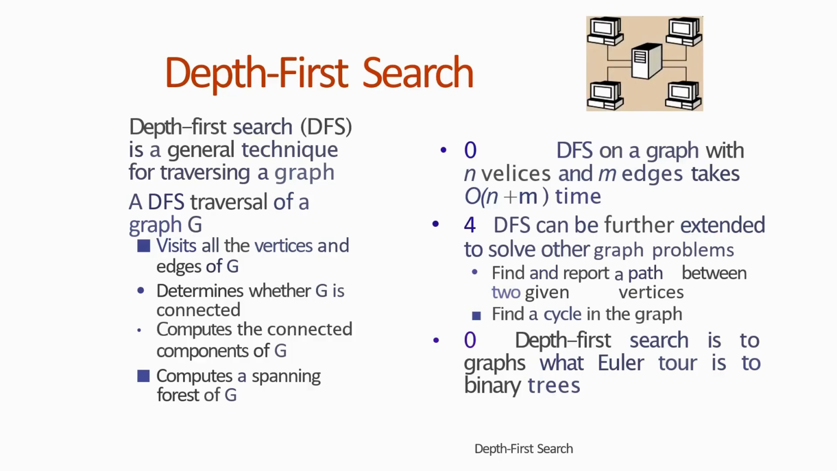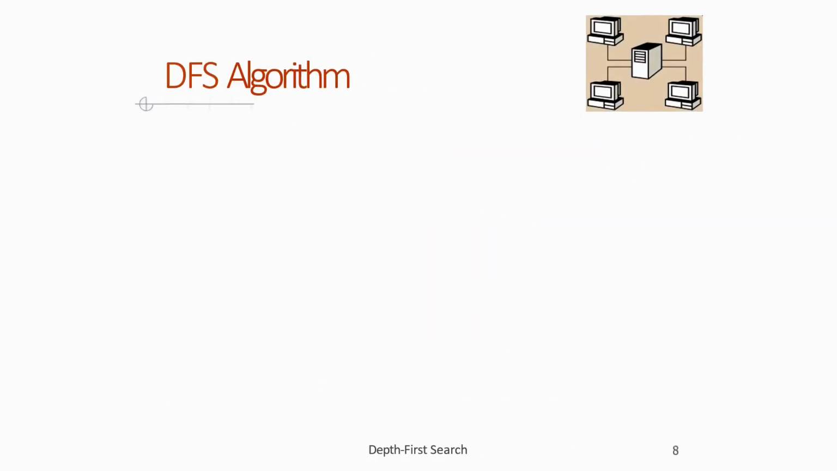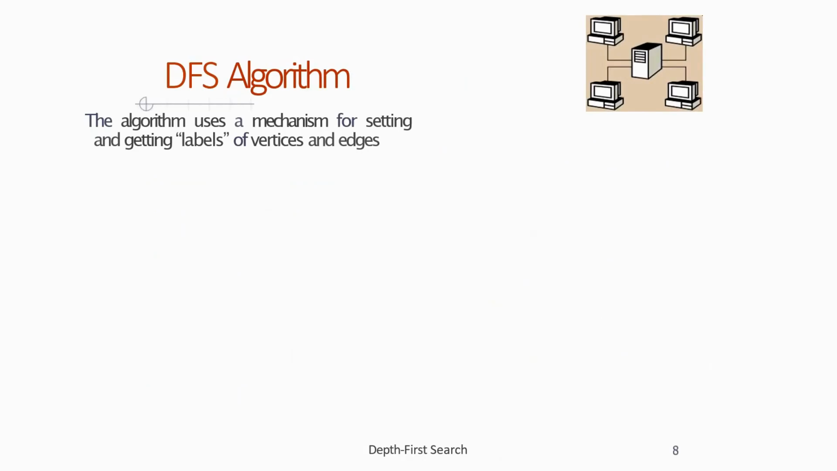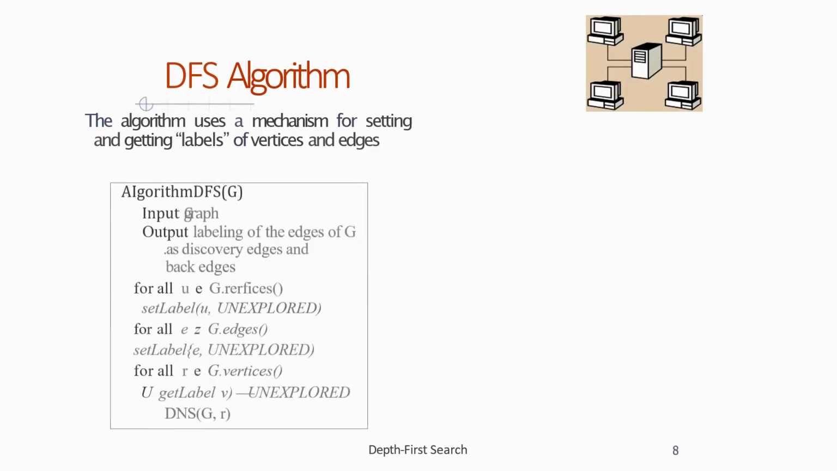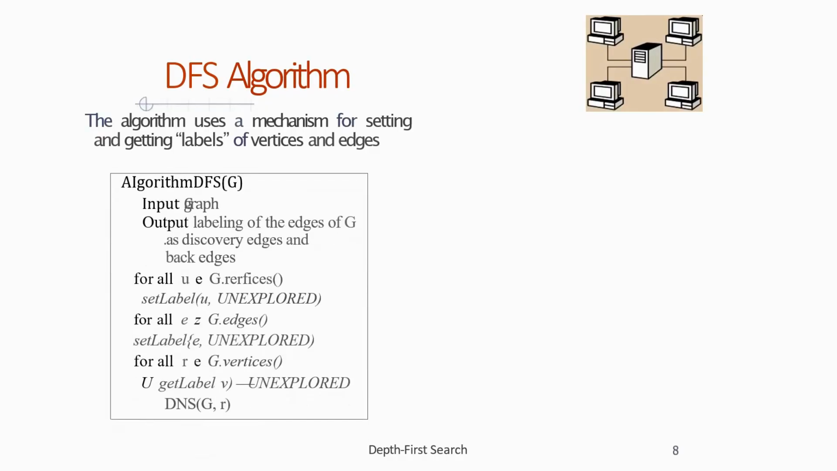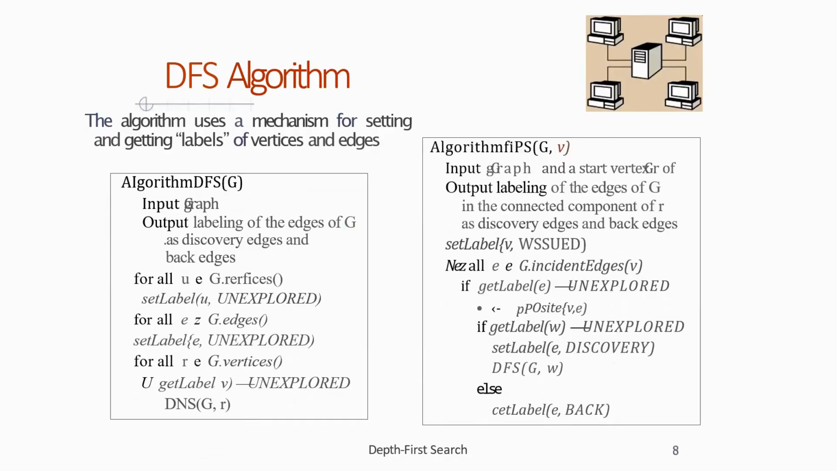Here DFS is a graph traversal. The algorithm uses a mechanism for setting and getting labels of vertices and edges. So these are the functions we use for the algorithm of DFS: input a graph G, and output a labeling of the edges of G as discovery edges and back edges. So we use the formulas here. So in the algorithm DFS(G, v), it takes the input graph. It is code based, and I will explain it in depth also.